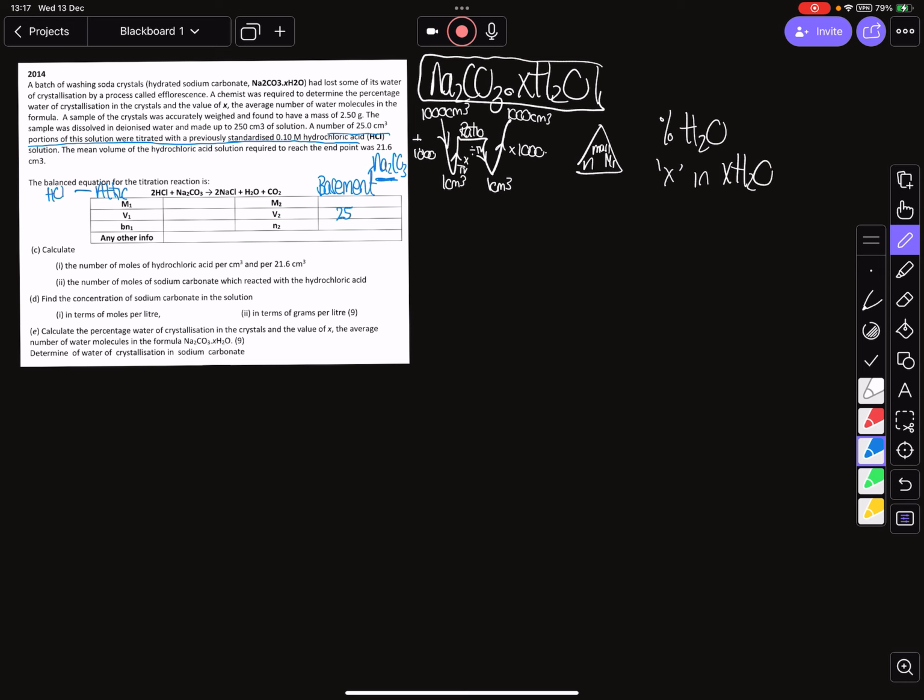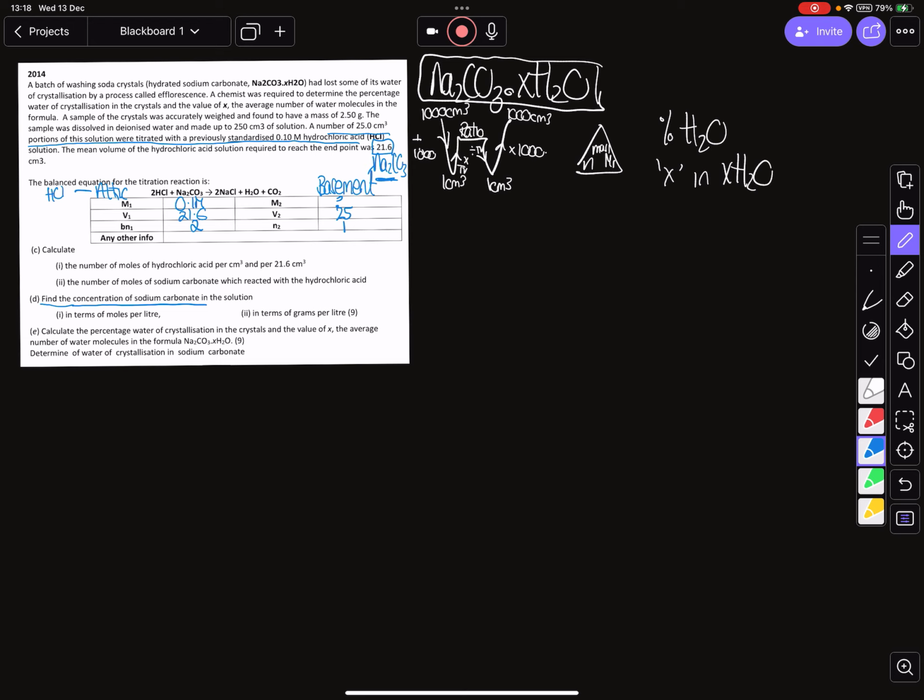So I start filling my data table. So I have 25 centimeters cubed. I know that this is 0.1 big M. I'm looking for a titer volume for my HCl, so I'm finding that here, the 21.6. My ratio from the equation is 2, and for my sodium carbonate it is 1. This is my question mark, the thing I'm trying to find, and if I read down through my question here in D, find the concentration of sodium carbonate. So that is my question mark.